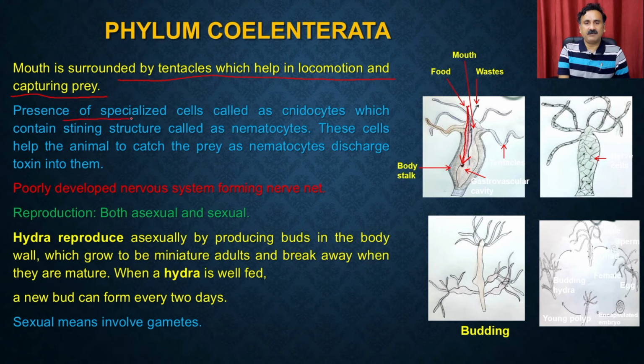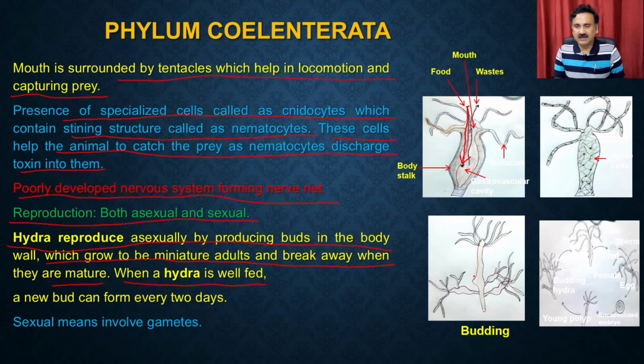There are specialized cells such as cnidocytes, which contain the stinging structure, the nematocyst. These cells help the animal to catch the prey as the nematocyst discharges the toxin into them. They have a poorly developed nervous system forming nerve nets, and their reproduction is both sexual and asexual. Hydra reproduce asexually by producing buds in the body wall, which grow to miniature adults and break away when they are mature, when a hydra is well fed.